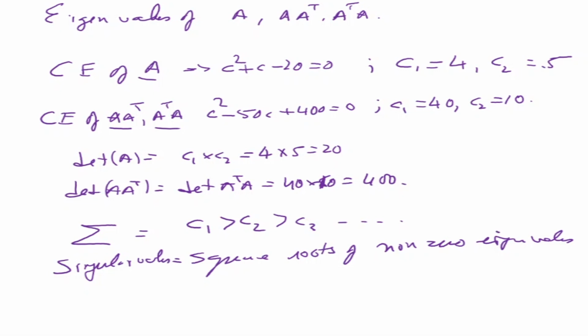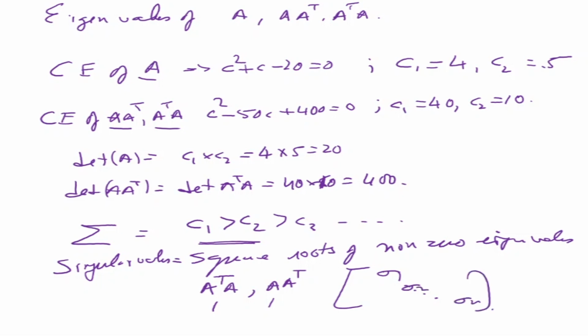What are the singular values? The singular values are the square roots of the non-zero eigenvalues of the matrix A transpose A or A A transpose, which are the same. So the square roots of the non-zero eigenvalues are the singular values, and you have to order them such that sigma 1 is the largest, then sigma 2, and sigma n is the last. So sigma 1 is greater than sigma 2 greater than sigma n. This is how we get our sigma matrix, the diagonal matrix.